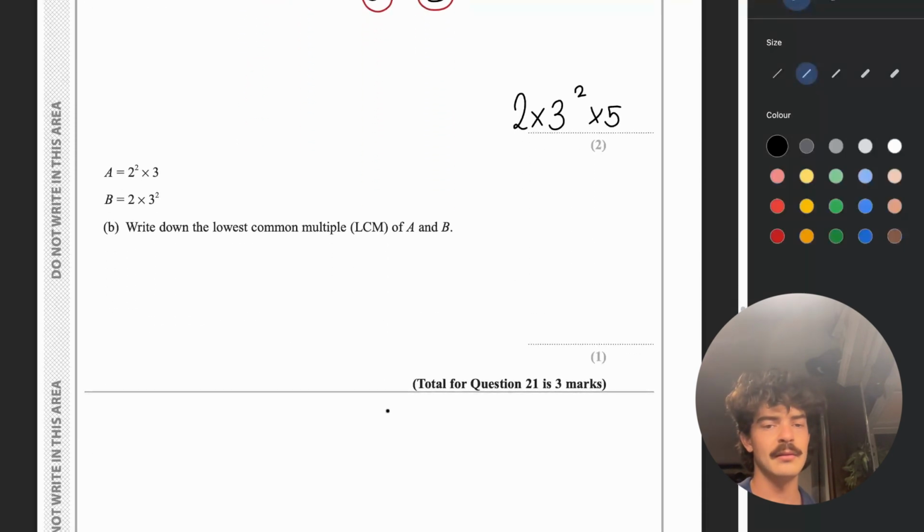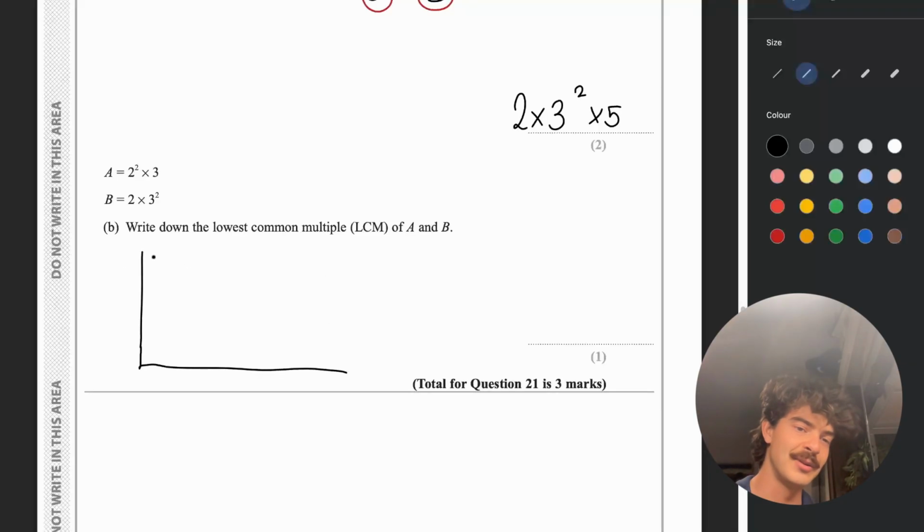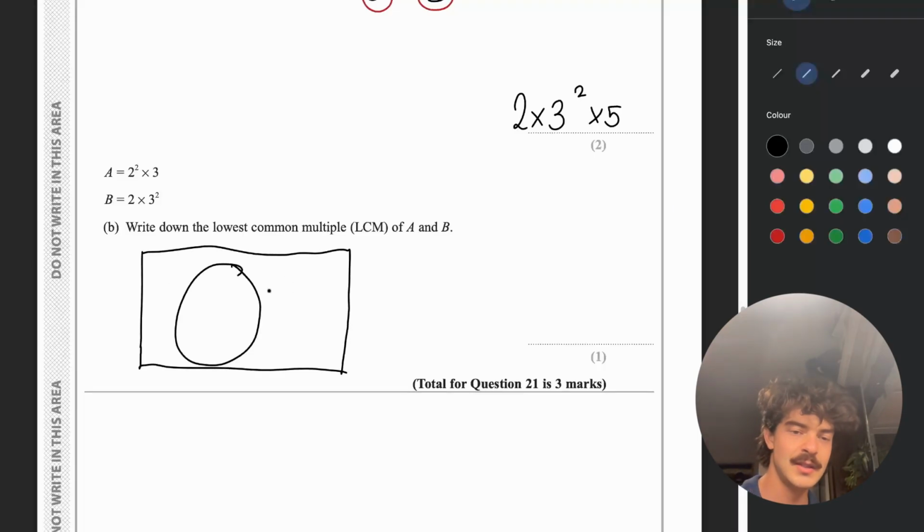Okay, over here we've got 2 values, A and B, which are given in index form already, right? They're in powers. Write down the lowest common multiple of A and B. Okay, this is one of those cases where I definitely consider drawing out a Venn diagram. We want to see what's going into our 2 circles. There we go. And why not?